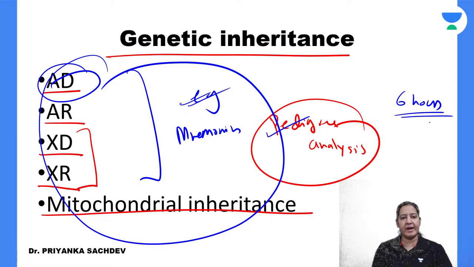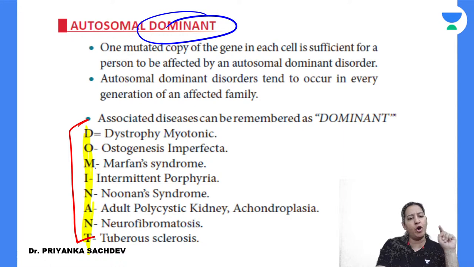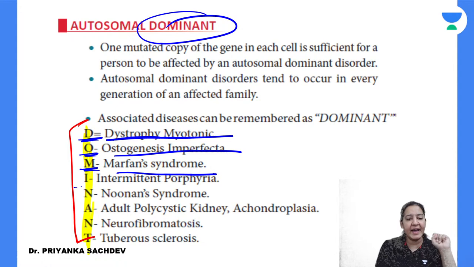In autosomal dominant, the mnemonic is DOMINANT itself. D-O-M-I-N-A-N-T. Dominant is the mnemonic. So D stands for dystrophy, myotonic dystrophy. O stands for osteogenesis imperfecta. M stands for Marfan syndrome. I stands for intermittent porphyria. N stands for Noonan syndrome.